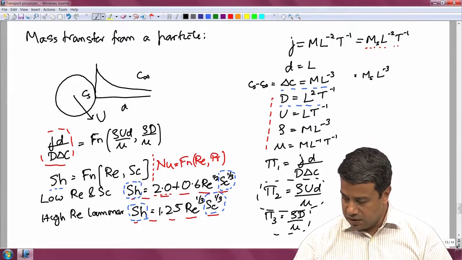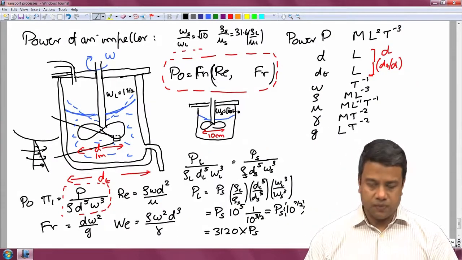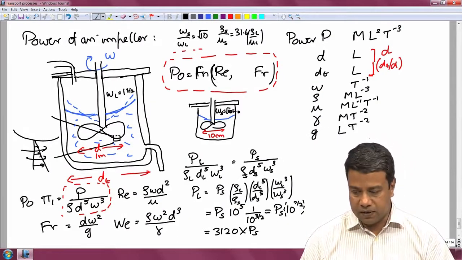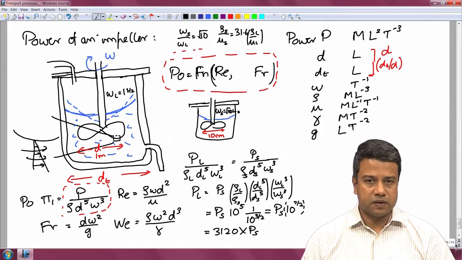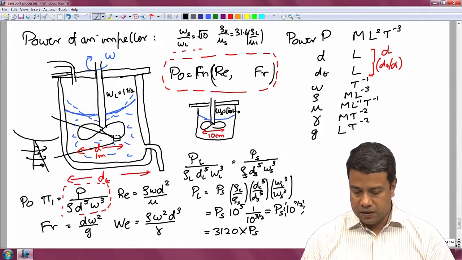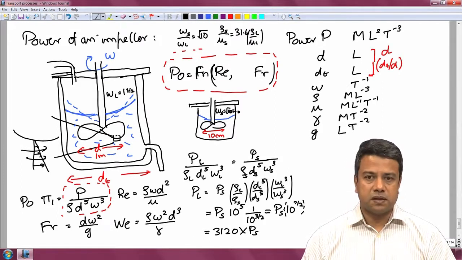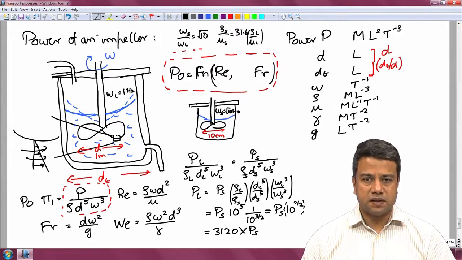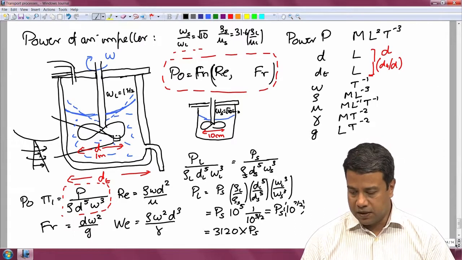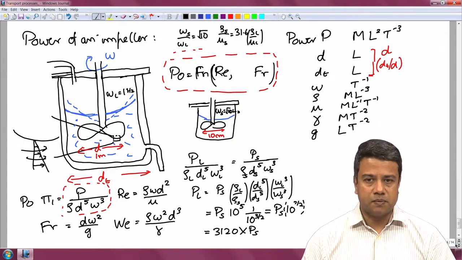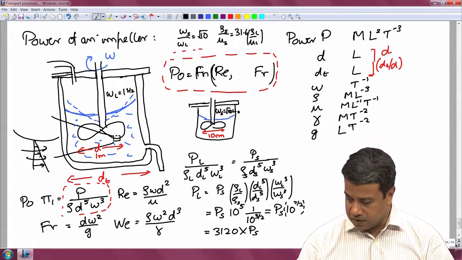Okay. And I also showed you an example of momentum transfer, where we had looked at the power number for the power in an impeller. Of course, momentum transfer is a little different from heat and mass transfer for reasons that I will come to shortly. Okay. But let us first look at what is the meaning of these dimensionless groups.